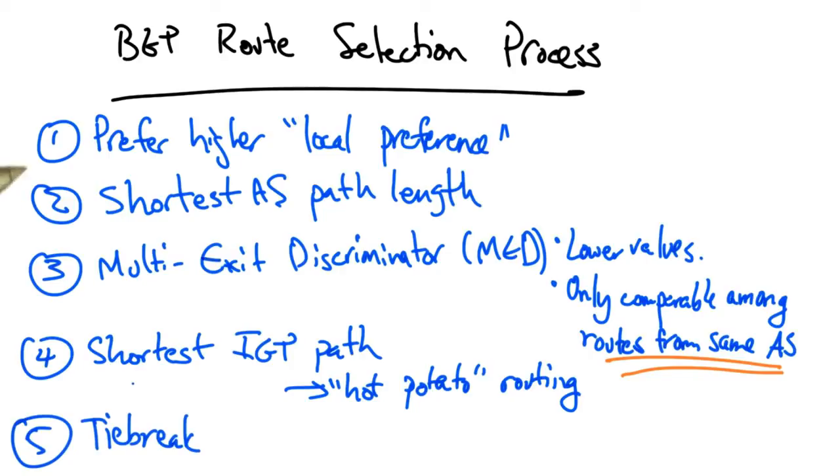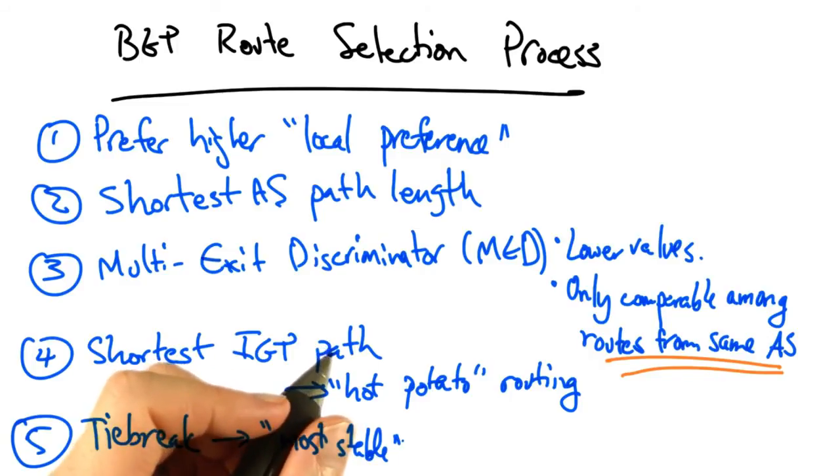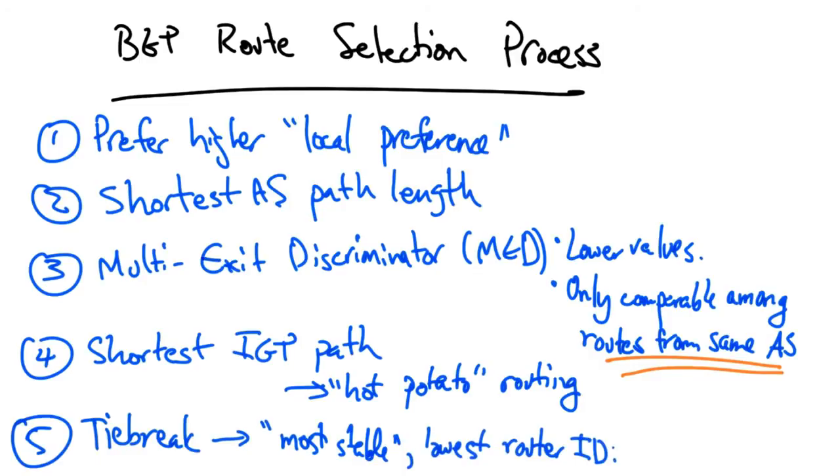Finally, if there are still multiple routes with the highest possible local preference, the shortest AS path, and the shortest IGP path, the router uses a tiebreak to pick a single best route. This tiebreaking step is arbitrary. It might be the most stable or the route that's been advertised the longest, but often to induce determinism, operators typically prefer that this tiebreaking step is performed based on the route advertisement from the router with the lowest router ID, which is typically the neighboring router's IP address.